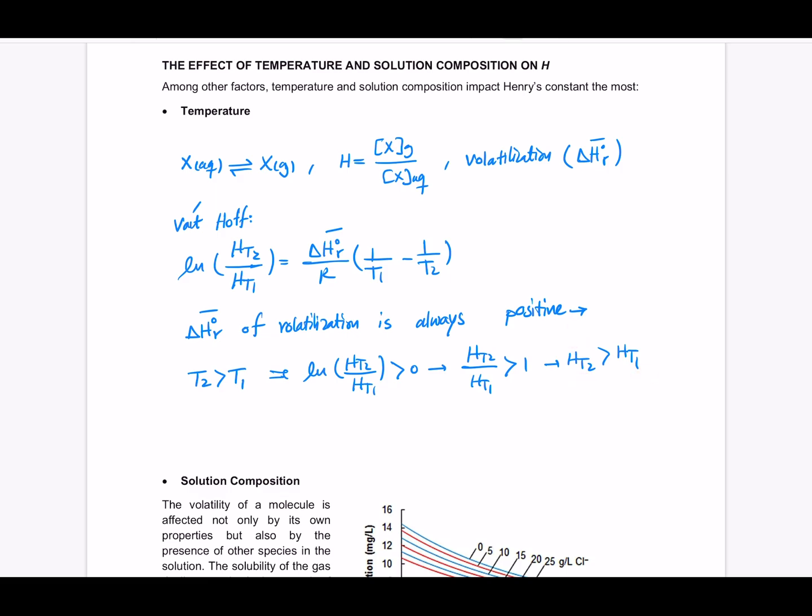So volatility always increases with increasing temperature. This is pretty obvious, but we just wanted to put it into the context of this Van Hoff.